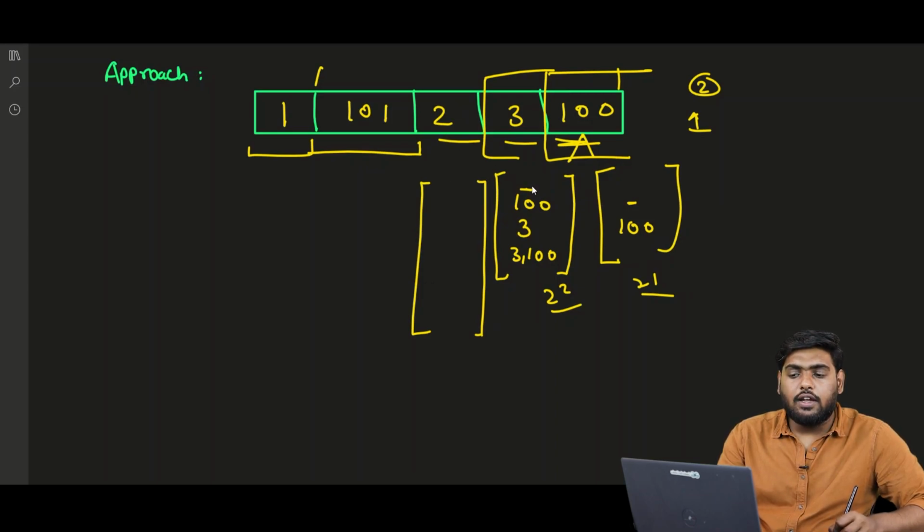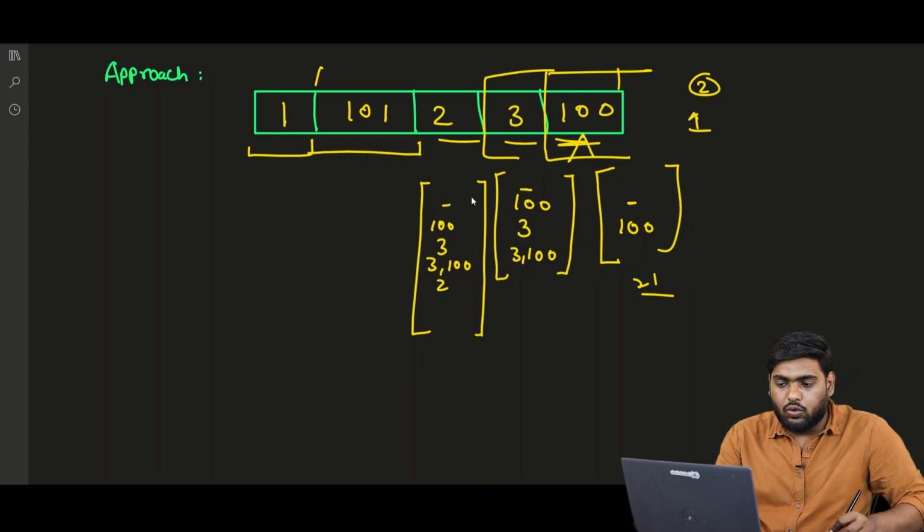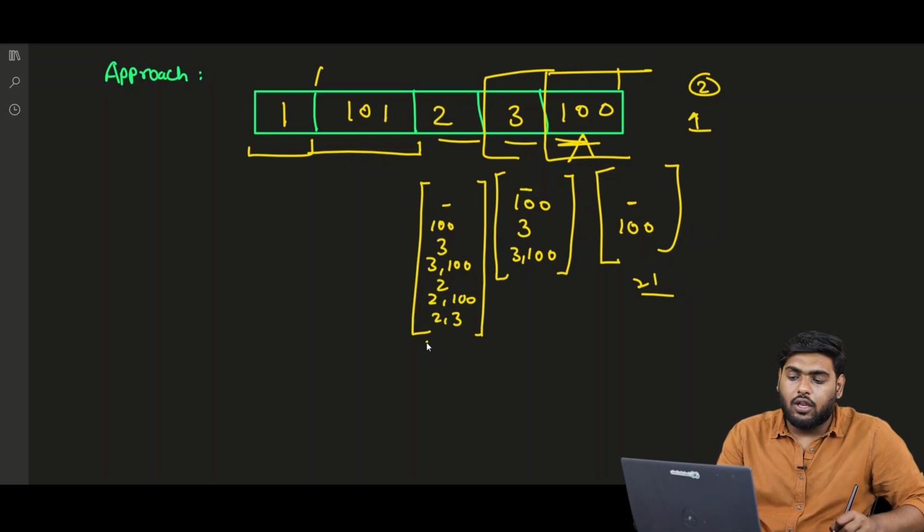Let's talk about 2. For 2, it already has all the subsequences formed so far. That means we have empty, 100, 3, and 3, 100. Now we have to make the choice with 2. 2 will be combining with them all, and 2 will not be combining with them all. So it will be 2 with empty, 2. 2 with 100 will be 2, 100. 2 with 3 would be 2, 3. 2 with 3, 100 will be 2, 3, 100.